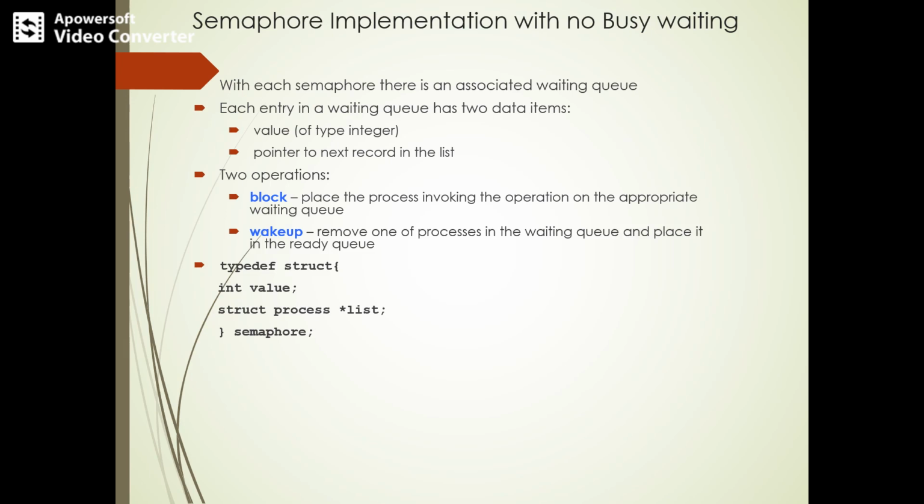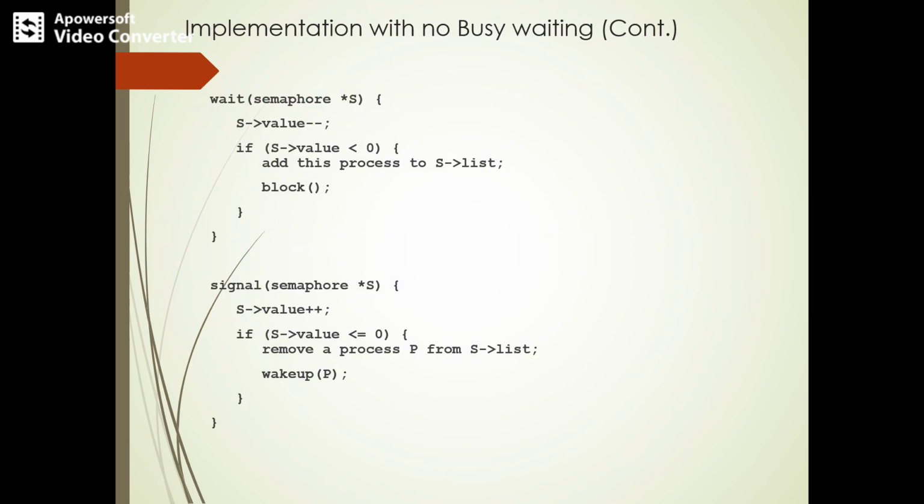So two operations: the block operation suspends the process that invokes it, and the wakeup operation resumes the execution of the blocked process. So you can see the primitives wait and signal. In this wait we have called the semaphore S.